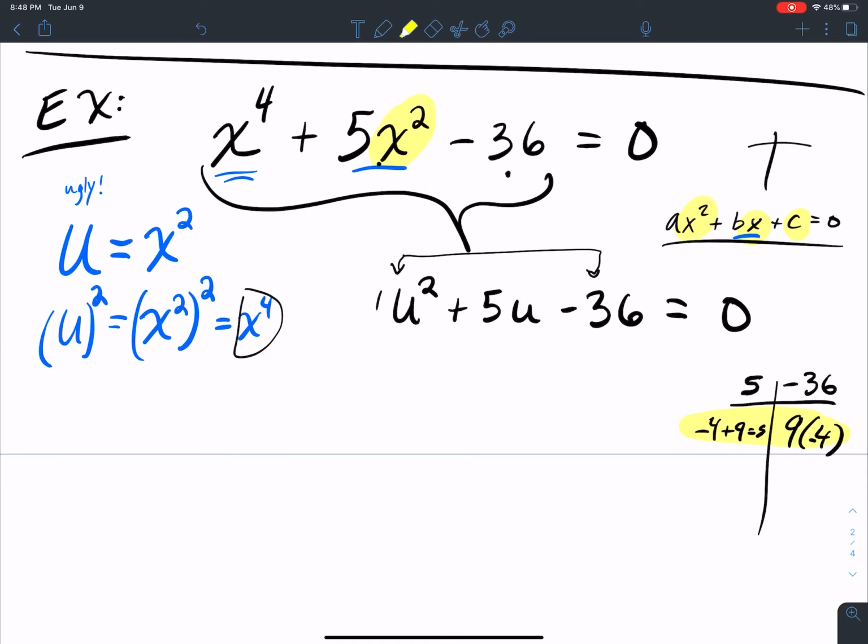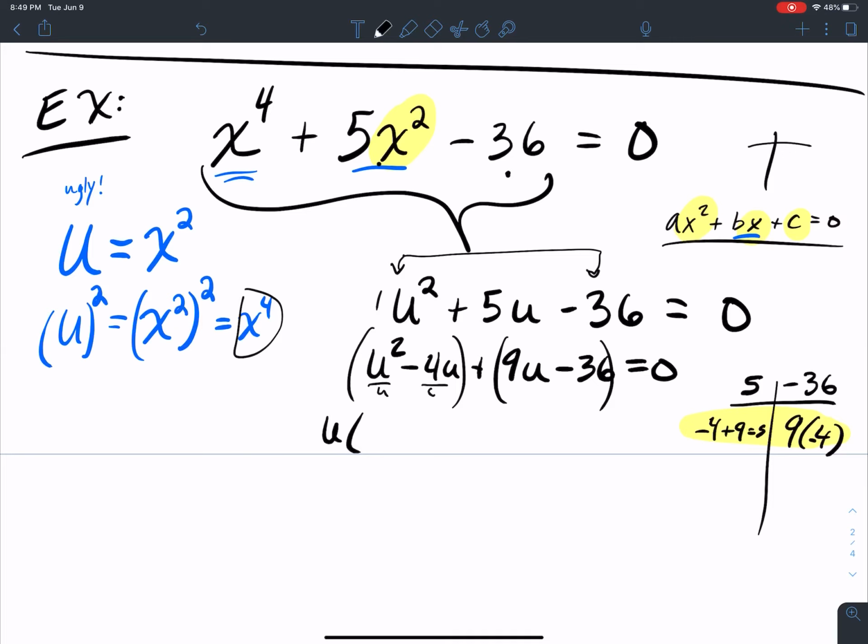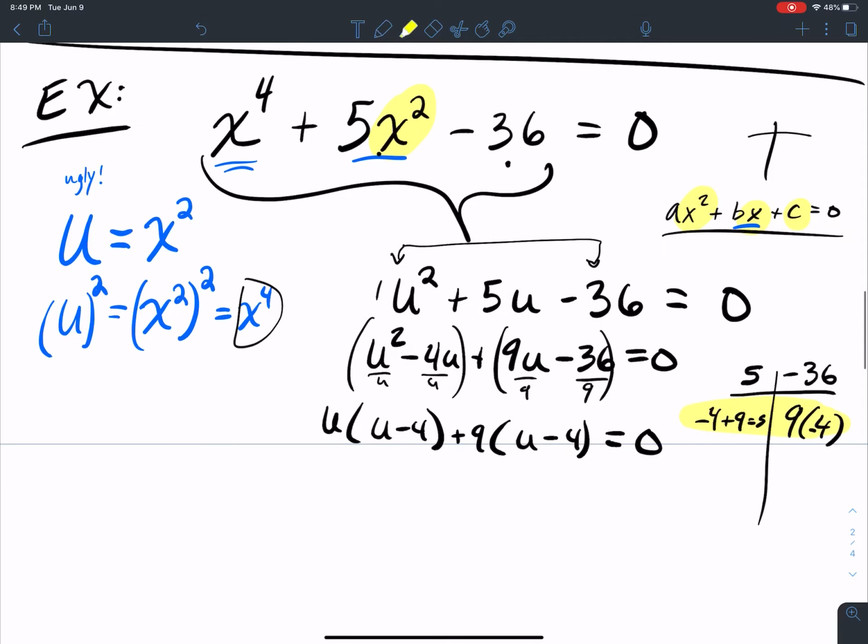Yep, that's possible. Okay, so I have u squared minus 4u plus 9u minus 36 equal to 0. 4 terms, factored by grouping. What's in common? There's a u in common, so I take a u out of both of those. I get u minus 4. And then out of these, I'm going to take a 9, plus 9, and then u minus 4 equal to 0. Both of these have a u minus 4, so I'm going to pull the u minus 4 out, and I have a u plus 9 left over.